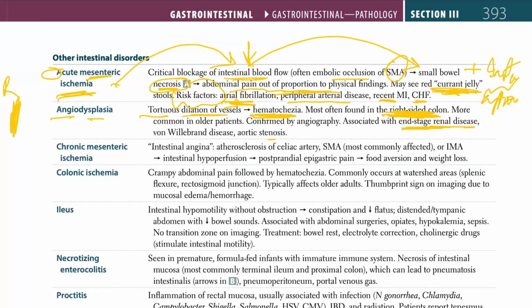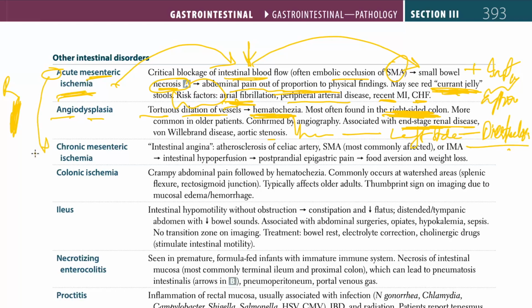Very important. What if you have the hematochezia coming from the left side? That's diverticulosis. We did that yesterday. Diverticulosis.